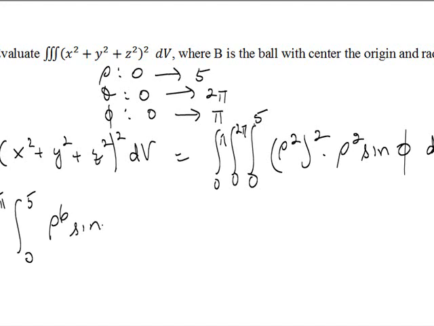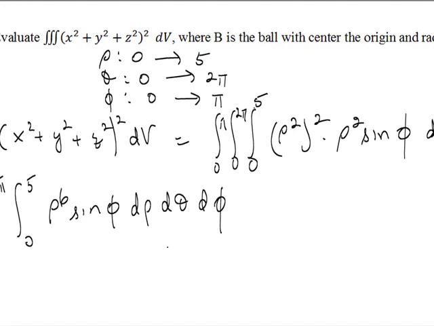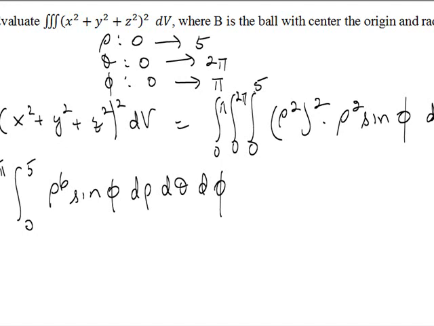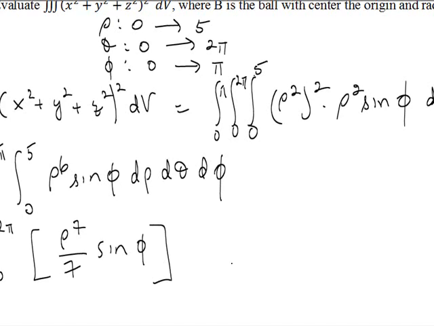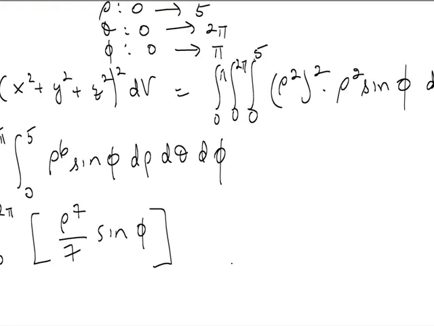Rho to the 6 sine phi d rho d theta d phi. Okay, now let's integrate with respect to rho. That's rho to the 7th over 7 sine phi. Woo! My word. I'm just gonna leave it as 5 to the 7th if you don't mind, okay?